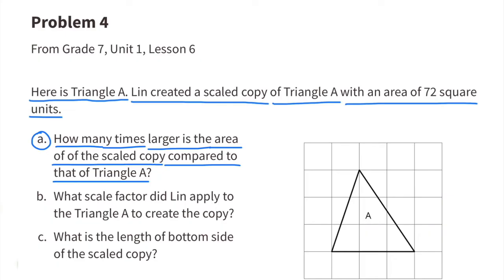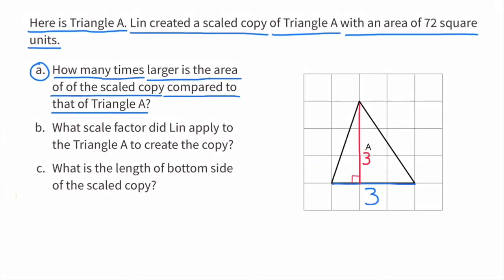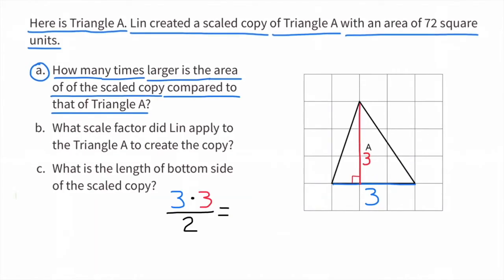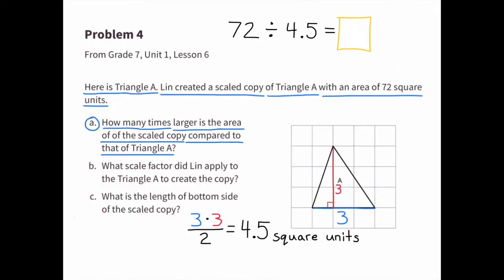Before we can compare the two areas, we need to figure out the area of Triangle A. Triangle A has a base of 3 units and a height of 3 units. The area of a triangle is base times height divided by 2, or half of base times height. 3 times 3 is 9, 9 divided by 2 is 4 5/10. The area of Triangle A is 4 5/10 square units. The scaled copy of Triangle A that Lynn made had an area of 72 units, and 72 divided by 4 5/10 equals 16. So the area of Lynn's copy was 16 times larger than the area of Triangle A.